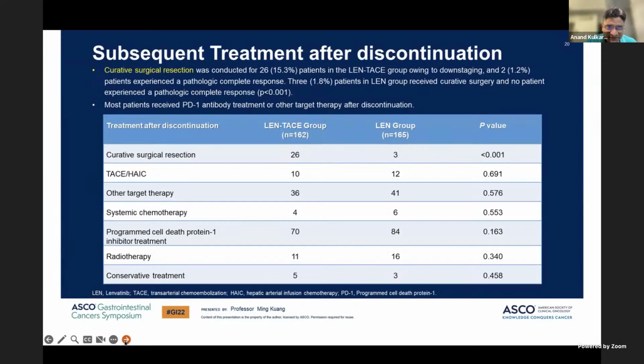Curative surgical resection was conducted in around 15% of the patients in the len-TACE group. Only 3 patients in the lenvatinib group received curative surgery. So TACE plus lenvatinib followed by curative surgery is quite important, because we want to cure the patient, even in the absence of portal hypertension or decompensation of the individuals. Curative options can be surgical resection. Otherwise, transplant remains the best treatment of choice.